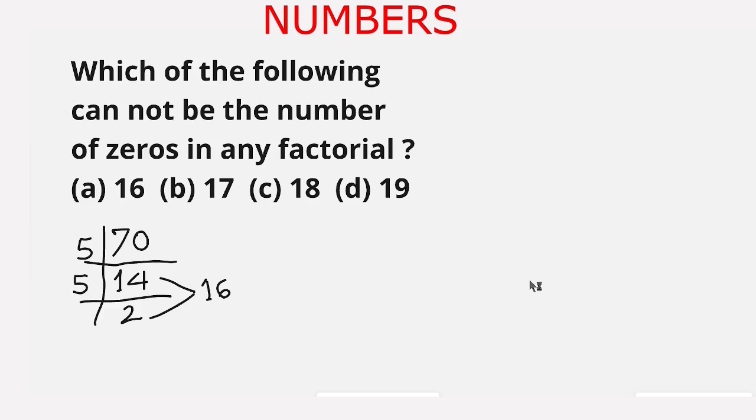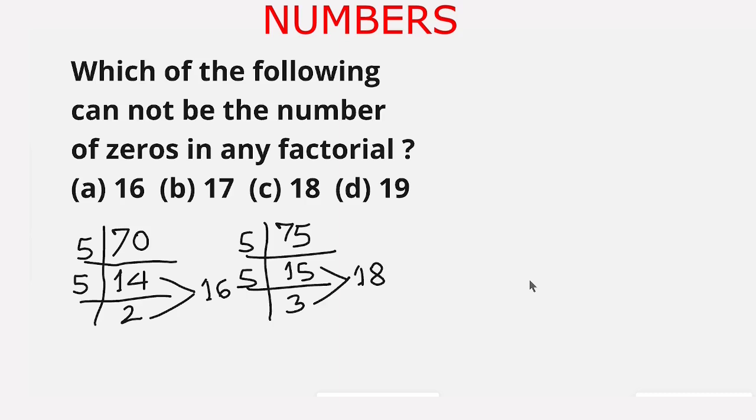Now we go for 75 factorial. 5 divides 75 for 15 times, and 5 again divides 15 for 3 times. So there will be 15 plus 3 is 18.